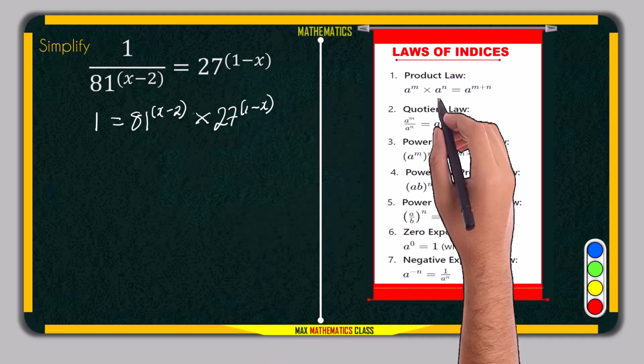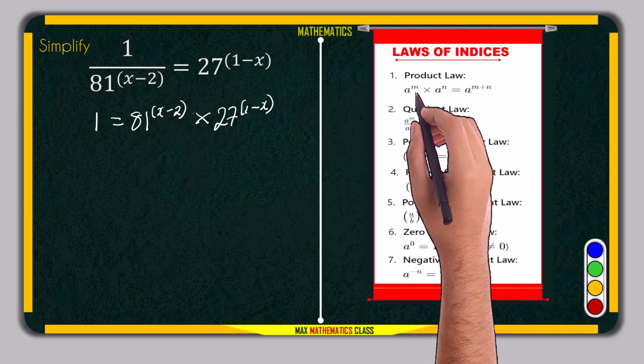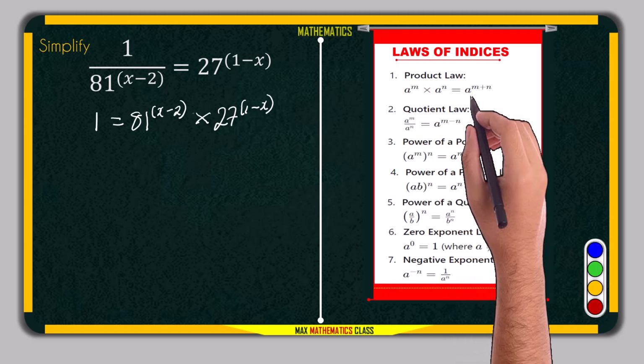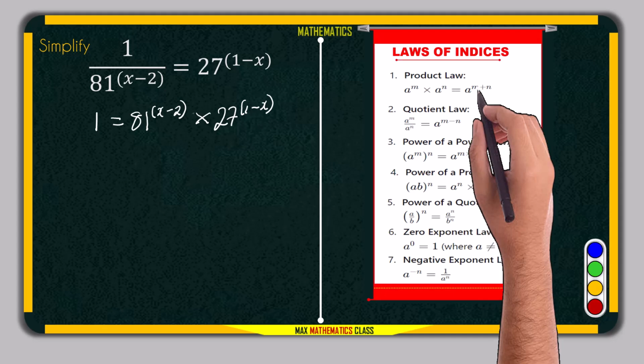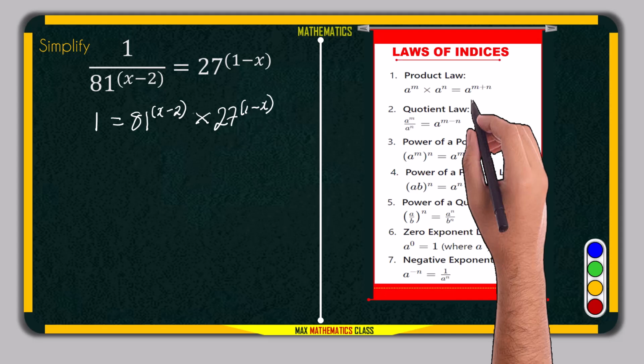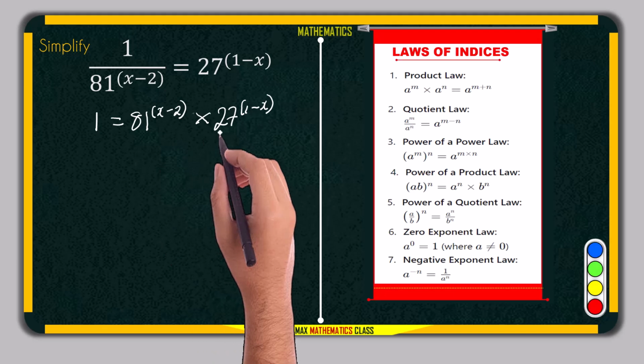Now we are going to apply this law of indices, law number 1, the product law. That is, if you have a raised to the power of m times a raised to the power of n, it will be equal to a raised to the power of m plus n. This will only happen if the bases are equal, and if you check here now, the bases are not equal. So we have to make them equal by writing 81 and 27 in their index forms.